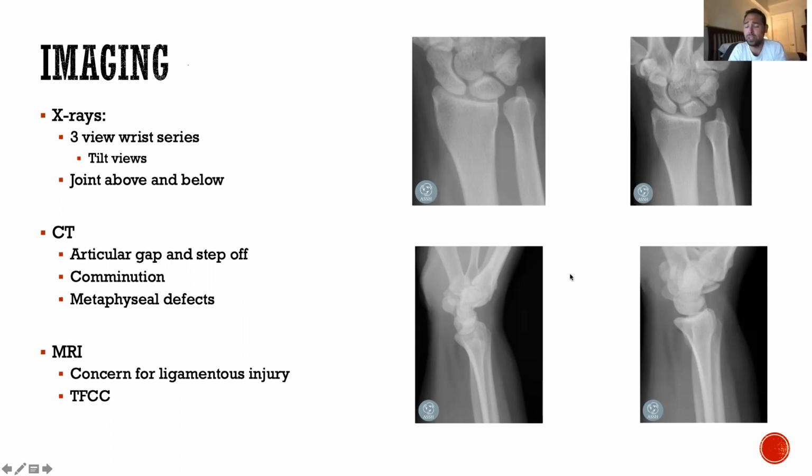CTs are a good adjunct, particularly for looking at intra-articular extension, intra-articular step-off, evaluating the extent of comminution or any defects in the metaphysis. And MRIs have a very limited role in distal radius, but mainly if you're just looking at things like the TFCC.